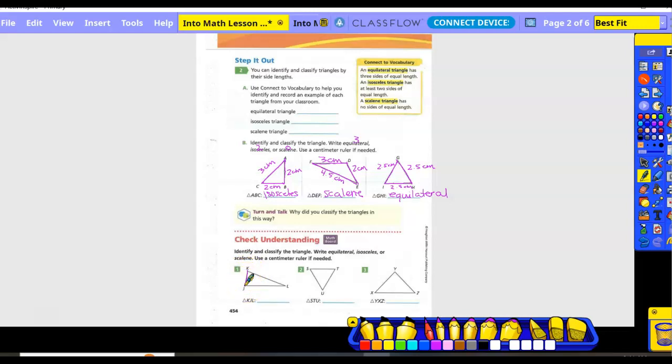KJ is 3.5. Okay, so 1.5 centimeters. What is KL? 3.5. 4. And what is JL? 3.5. Okay, hold on, let me look. Okay, so on further inspection, KL is 4.5 centimeters and JL is 4 centimeters.